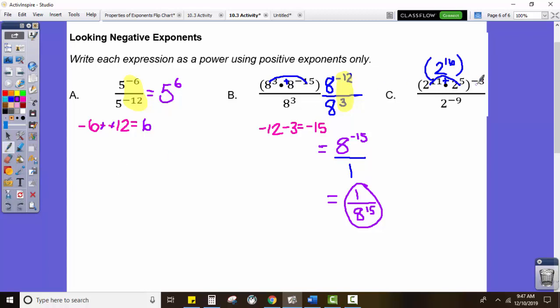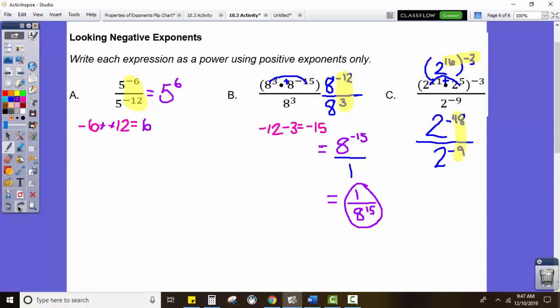But then I need to raise all of that to the negative third power. So when I take a power to another power, the rule is to multiply these two exponents. So 16 times negative 3 would be negative 48. So the numerator simplifies to be 2 to the negative 48th. So that's everything on the top would equal 2 to the negative 48th. And then I'm going to bring down dividing by 2 to the negative 9th. Okay, so now I have 2 to the negative 48th divided by 2 to the negative 9th.